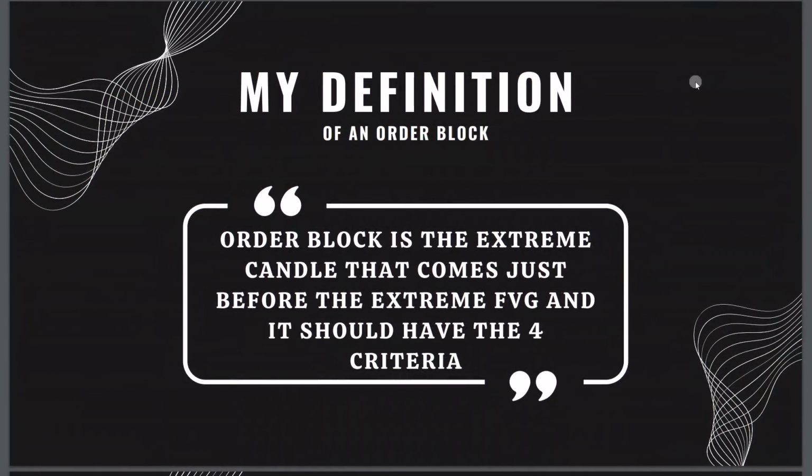Now, what is my definition of an order block? This is my definition. Order block is the extreme candle that comes just before the extreme fair value gap, and it should have the 4 criteria. Keep it as simple as this. When you know the 4 criteria, and when you know that order block should be extreme, and when you know that order block comes before the extreme fair value gap, you would be able to master this and you would be able to catch those high probability order blocks.